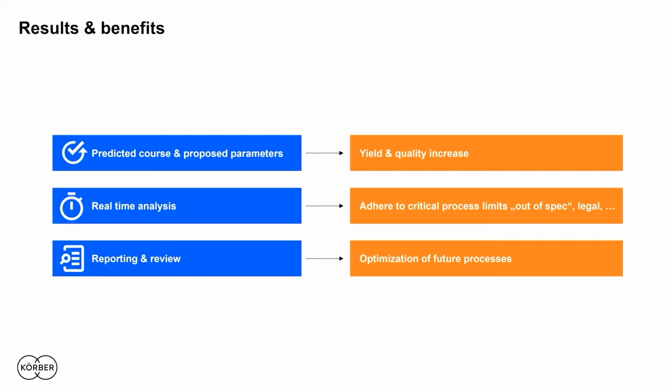So, what are the results and benefits for you? Our prediction will result in yield or quality increase, or both, based on what we want to achieve. And with the real-time analysis, we will make sure that you adhere to the critical process limits you earlier defined. Because we check the current process parameters against them constantly. You can use reporting and review for process insights in hindsight, which can be used for optimization of future production processes.